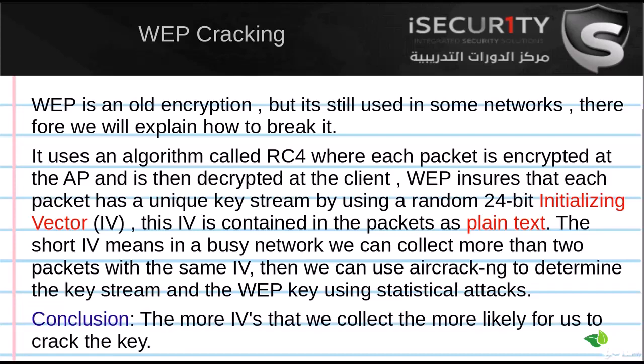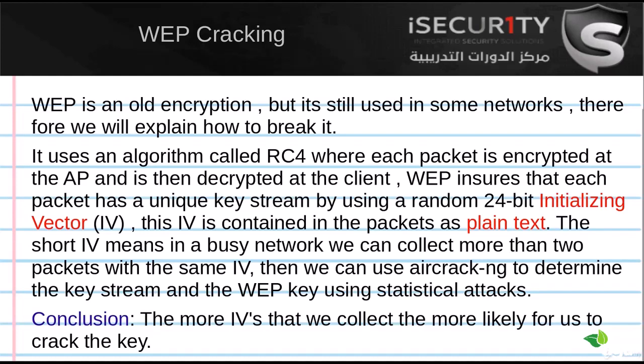So in a busy network, there'll be a very large number of packets sent into the air. This means the number of possibilities of random IVs will be exhausted, and we will have two packets that have the same initialization vector. So the initialization vector is a 24-bit random key. It's sent into the air in each packet as plain text. In a busy network, we're going to have a very large number of packets. This means that the possibilities of unique IVs will be exhausted, and if we are sniffing all these packets, we will be able to collect two packets that have the same initialization vector. Once we have two packets that have the same initialization vector, aircrack-ng can be used, it'll use statistical attacks to determine the key stream, and after that it will be able to determine the WEP key.